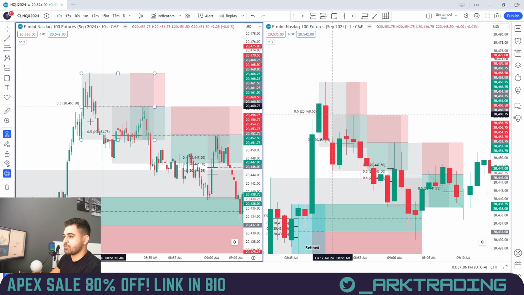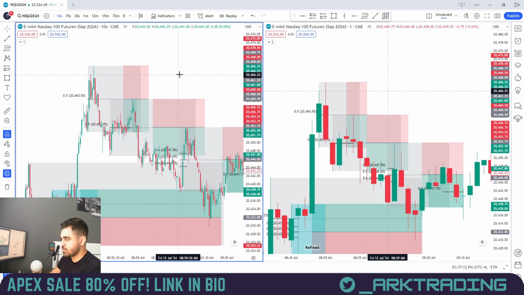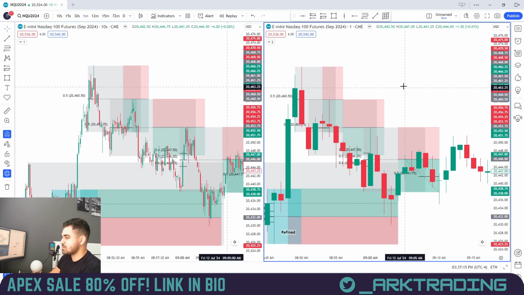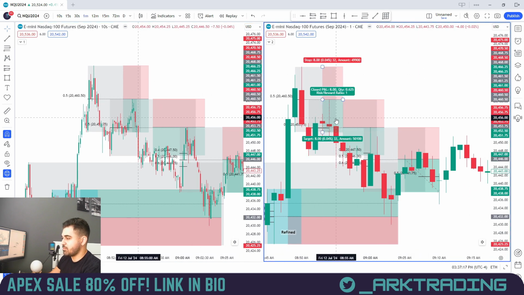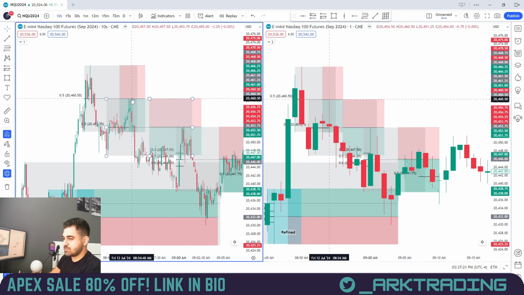Okay, now 50%, this one hit entry to the tick, did not tag me in, went straight to zone low. Okay, same for this over here, same thing: unmitigated wick up here, 10-second zone.